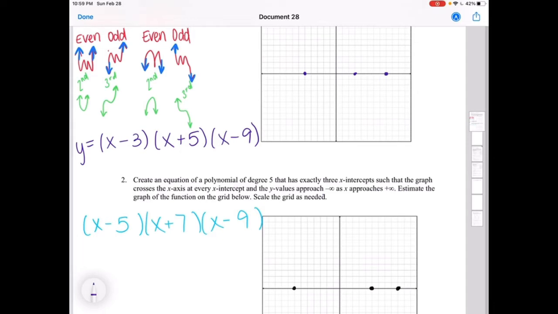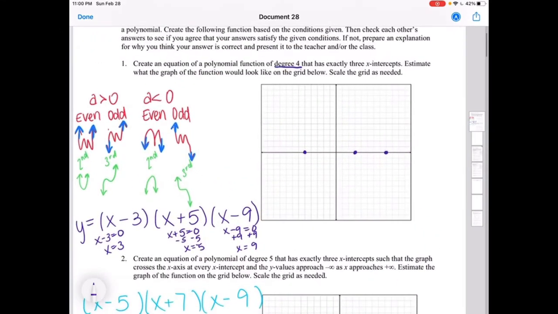That gives me 3 roots, because if I set each equal to 0 and add 3 to both sides, I get x is equal to 3. Set x plus 5 equal to 0, subtract 5 from both sides, I get x is equal to negative 5. x minus 9 is equal to 0, add 9 to both sides, and I have x is equal to 9. So here I have graphed the x-intercepts.